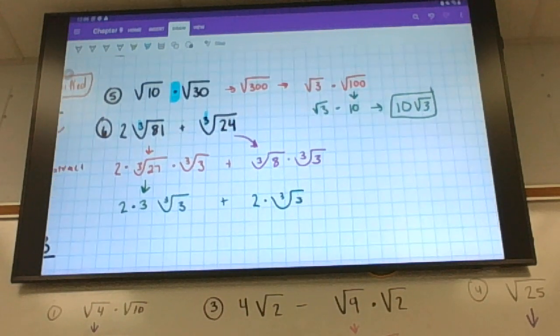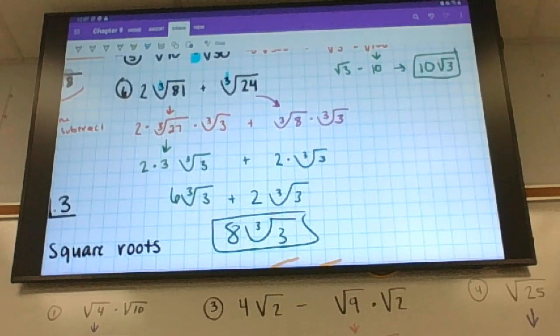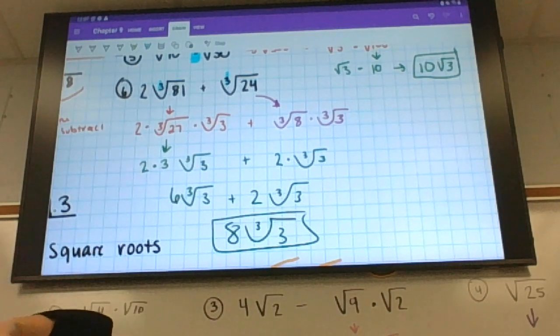No, this is a 5. Here it is. I should have just done the 81 and then not done anything else. The cube root of 81. When a number is just right in front, like this, there is an invisible multiplication dot. It's not addition, it's multiplication.